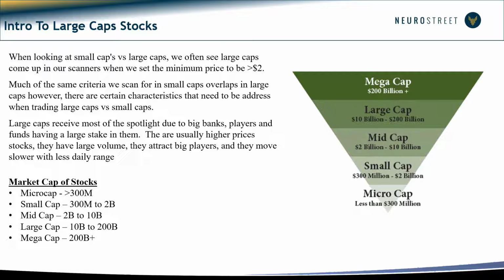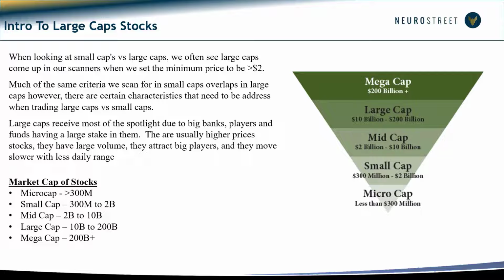Large caps receive most of the spotlight due to the big banks and the players trading them and also having a larger stake in them. They're usually higher priced because they have much larger volume, they attract a lot of bigger players, and they move a lot slower with less daily range. And that's just due to the liquidity and the amount of participation in those stocks. Now, we break the market cap tier down by this.